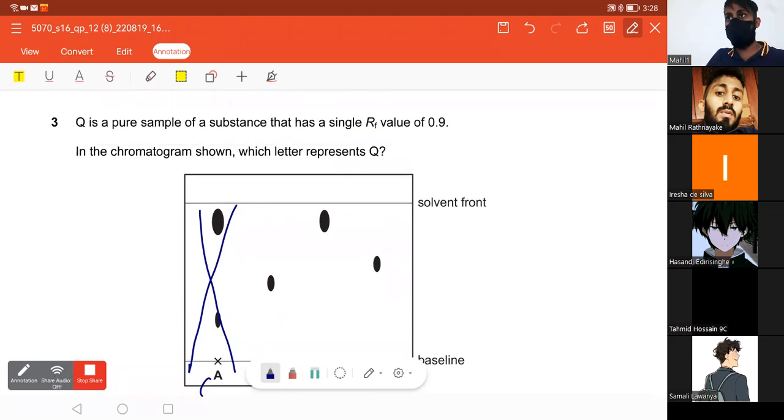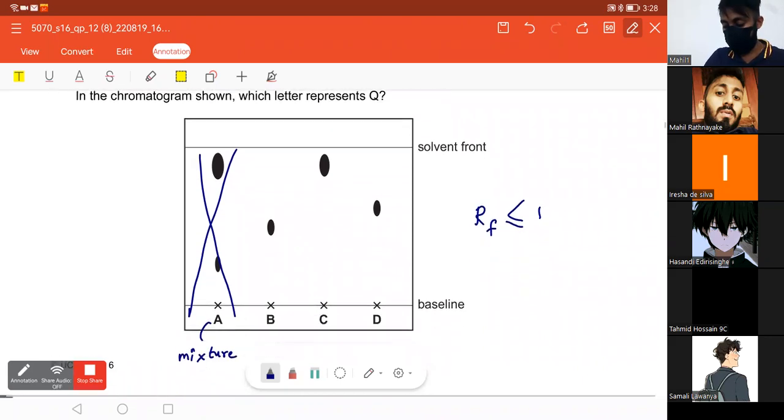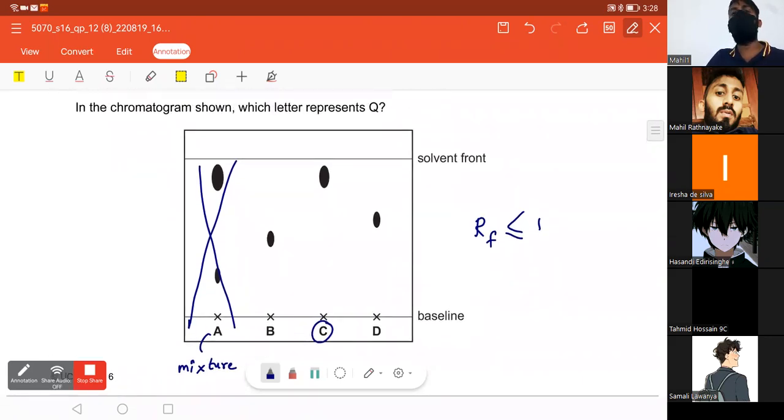They are telling the Rf value is 0.9. Can I know the maximum Rf value? 1. Maximum Rf value is 1. But they said 0.9. That means the spot should be near the solvent front. Answer is C. What is the Rf value equation? Distance traveled by substance over distance traveled by solvent. You are writing everything, huh? Full stop even. You are right. I'm checking at the end of the class.